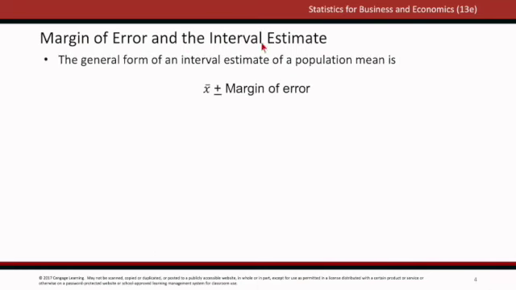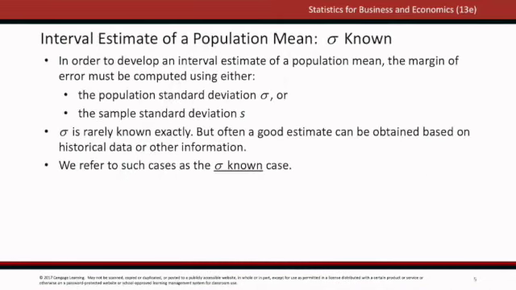Margin of error and the interval estimate. The general form of an interval estimate of a population mean is given by the formula that we said before: the point estimate plus minus the margin of error. In this case, the point estimate is the sample mean, and the margin of error, we are going to learn how to calculate this number in the next few slides.